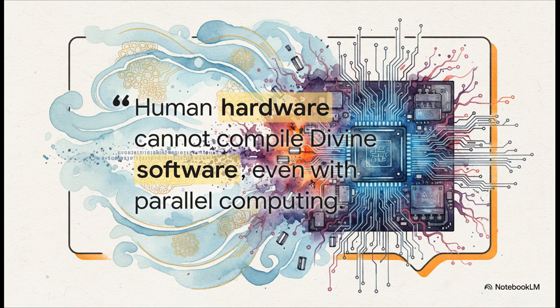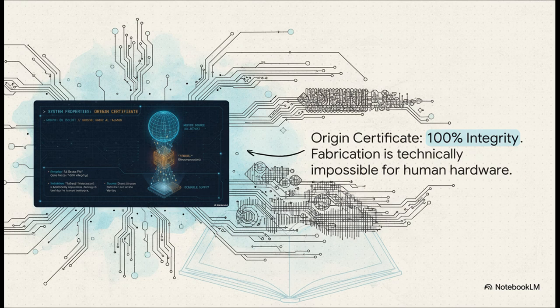This quote really just drives the whole point home. It frames the entire system as a form of divine software that is fundamentally incompatible with our human hardware. It suggests we can't compile it, we can't replicate it, no matter how advanced our technology gets. So when you look at the system's properties, it's like reading its official origin certificate. It says integrity is at 100%, zero noise, a direct stream from the master source. And the argument goes that you can't fabricate it because the informational complexity, the entropy, is just way too high for human hardware to generate from scratch.